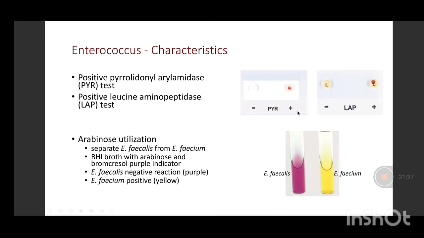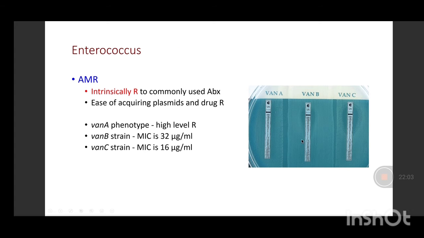PYR, if you remember from our last lecture, group A streptococcus is PYR positive, whereas other streptococci are not. The enterococci again have a positive PYR reaction, and in addition you have another test, leucine aminopeptidase, which is also positive in enterococci. To differentiate the two species, faecalis and faecium, we can use arabinose utilization with the bromocresol purple indicator, which helps us differentiate Enterococcus faecalis from faecium.